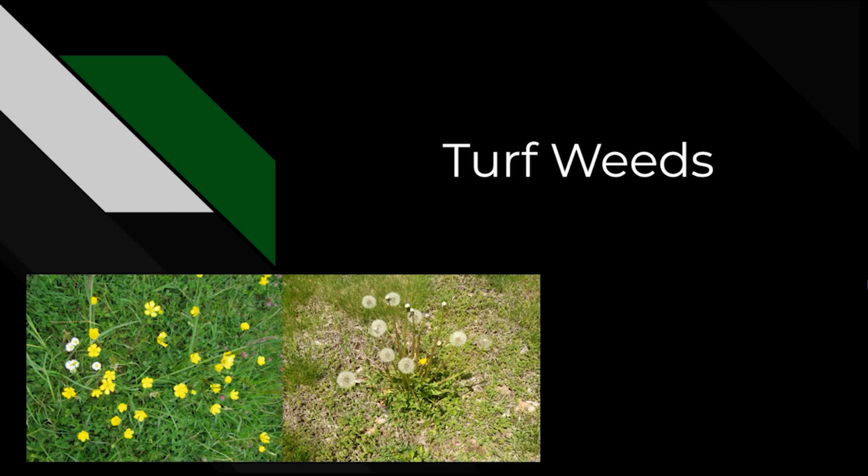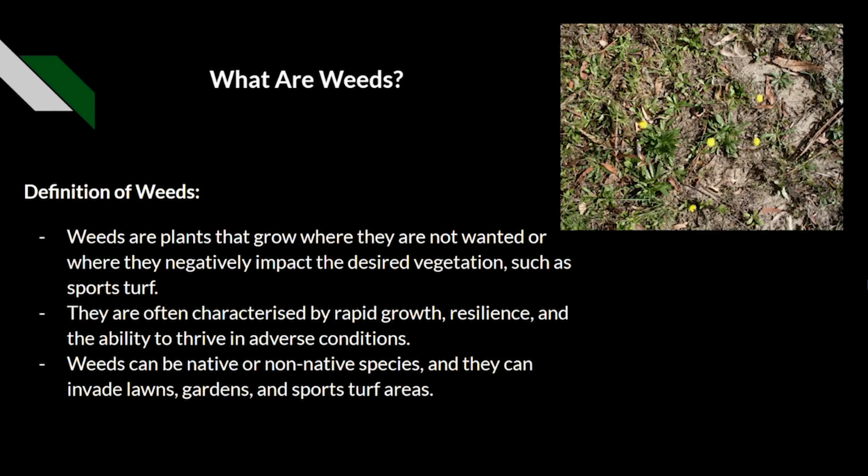So, first of all, what actually are weeds? The definition of a weed is any plant which is growing in a place where it's basically not wanted. So, weeds are plants that grow where they're not wanted or where they negatively impact the desired vegetation. For our instance, it would be the sports turf. They are often characterized by their rapid growth, their resilience, and their ability to thrive in adverse conditions.